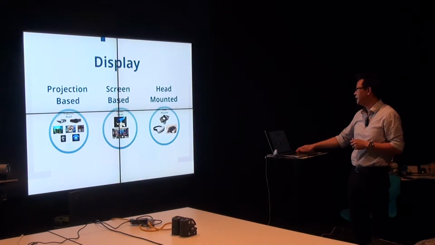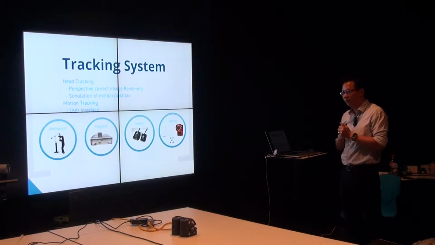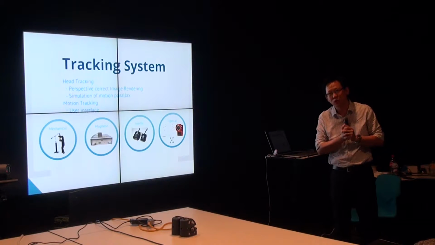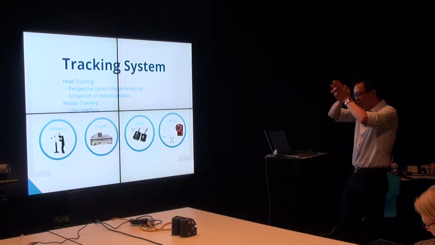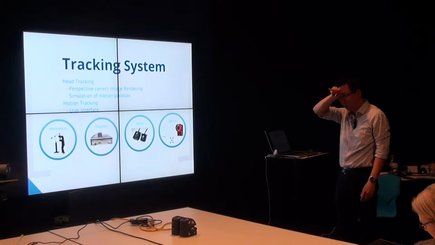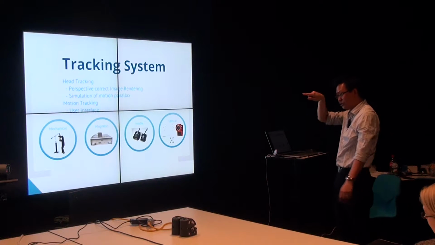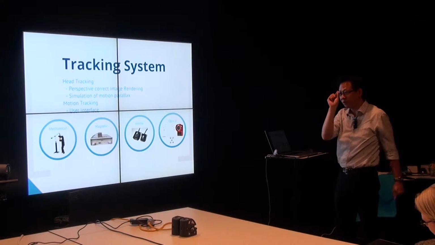Right. This is the display, and the other is the tracking system. The tracking system is very important in a virtual reality system because think about it, when you are seeing a movie, it's like you're standing still, looking at one point, and everything goes on. You cannot move your head to trace things, right? That's what we see in a movie. That's from a single point of view.